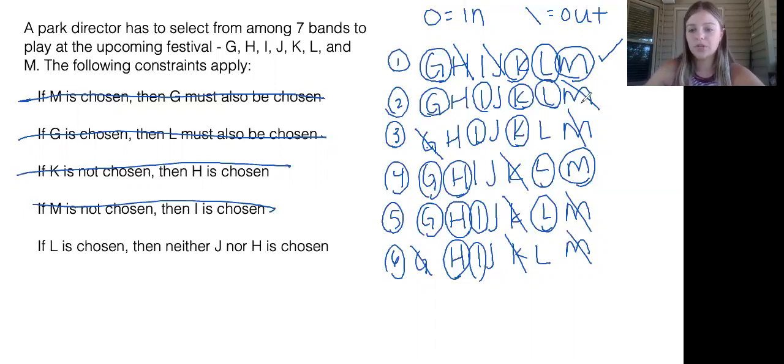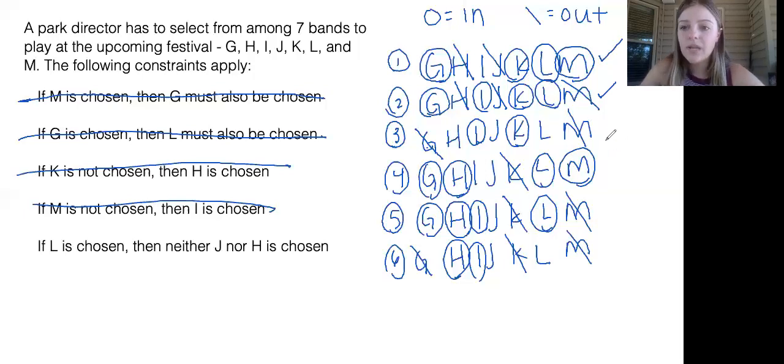Moving to number 2, the rule applies when L is chosen. Do we know where L is? It is in, so it's circled. So that means that we can apply this rule, which means that we automatically know that neither H nor J can be chosen. So again, because that's our last rule, I'm going to check mark it and let myself know that I don't have to worry about any other rules with this one.